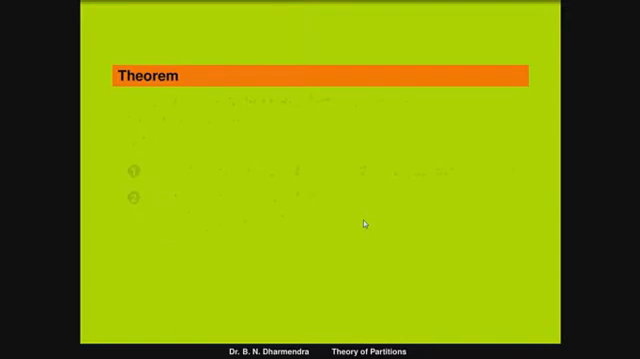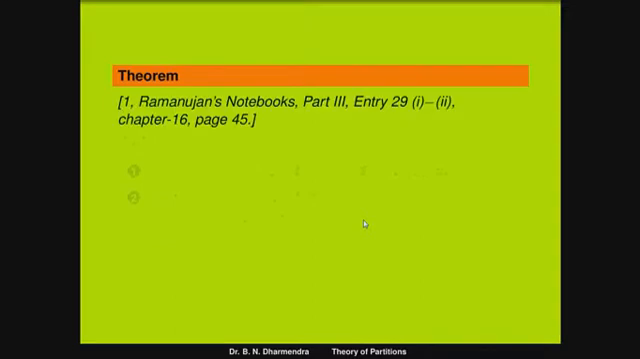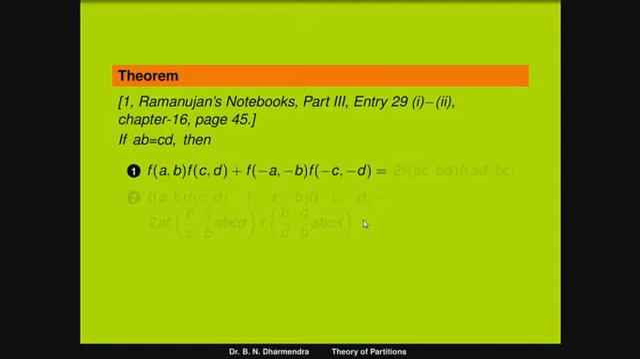There are two results in chapter 16, page number 45. The condition is if ab is equal to cd, then the first result shows that f(a,b) f(c,d) + f(-a,-b) f(-c,-d), which is also in terms of the theta function, is equal to 2 f(ac,bd) f(ad,bc).